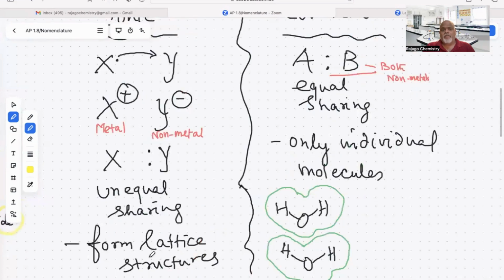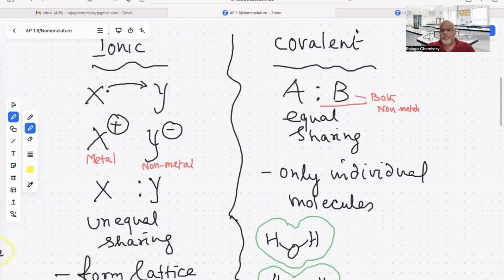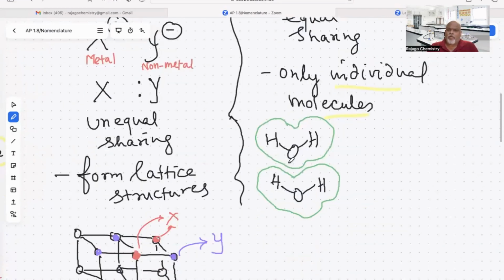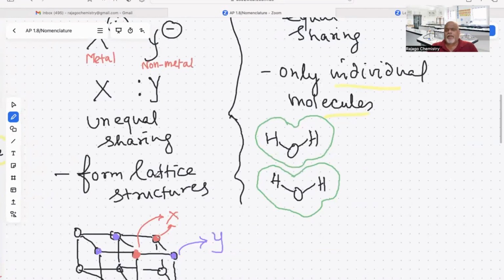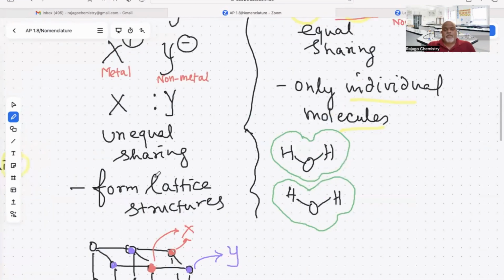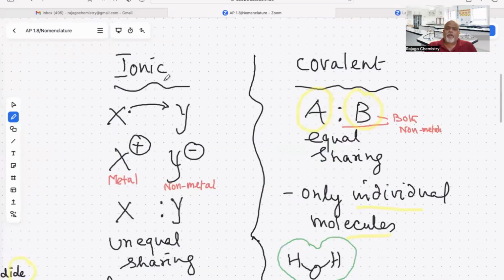But if you have a covalent compound, both of them will be non-metals, and there will be equal sharing. This arises because of their equal electronegativity, that is, very close electronegativity values, and they form only individual molecules, like water molecules. One water molecule followed by another water molecule. They don't form crystal lattices. So this is the primary understanding of ionic and covalent compounds.